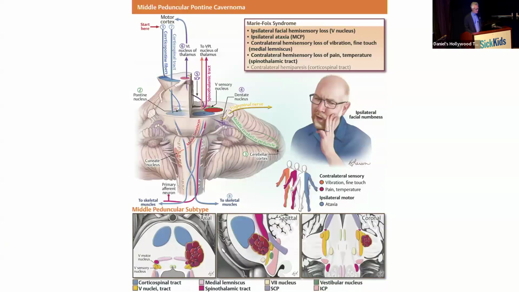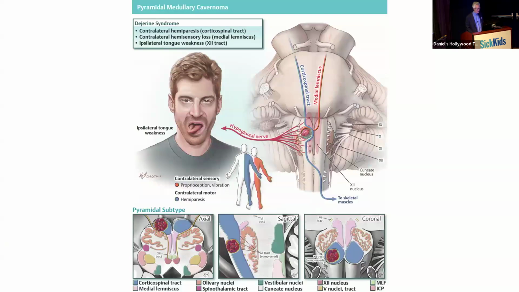Here's the middle peduncular pontine, and again, there's a classic stroke syndrome, the Marie-Foix syndrome, and you can see how the wiring diagram explains all of that to you. Here's the pyramidal medullary cavernoma showing the relationship to the pyramids and the hypoglossal nerve rootlets. Again, these are maps, these are wiring diagrams that tie together the anatomy and the bedside findings.